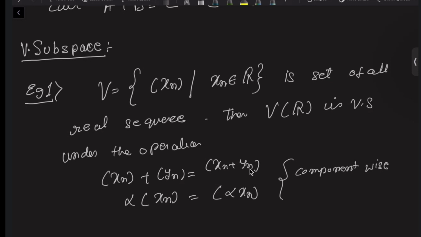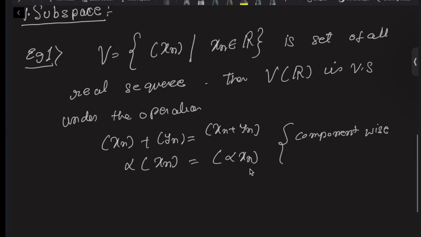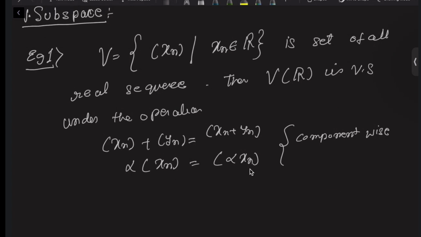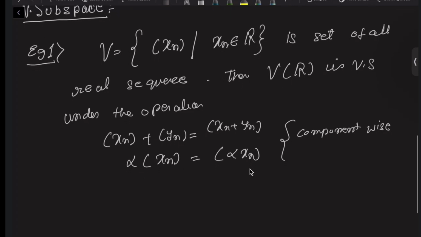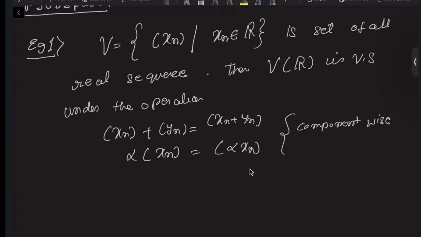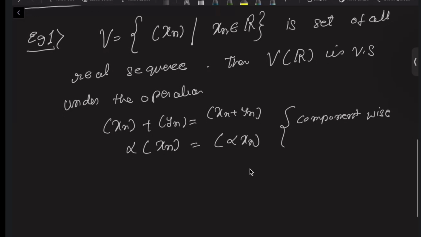In a sequence you have the terms x1, x2, x3, x4 going on like this. So you add x1 to y1, x2 to y2, x3 to y3, and so on. This is one example which is a vector space. You should check all the properties yourselves; I'm not going to check them all here, because it is very easy. The zero vector is the zero sequence, where all the elements are 0.